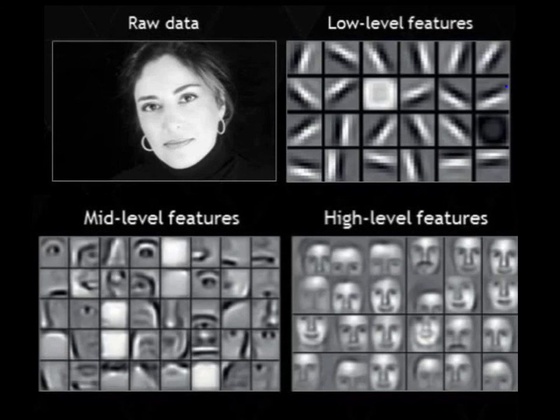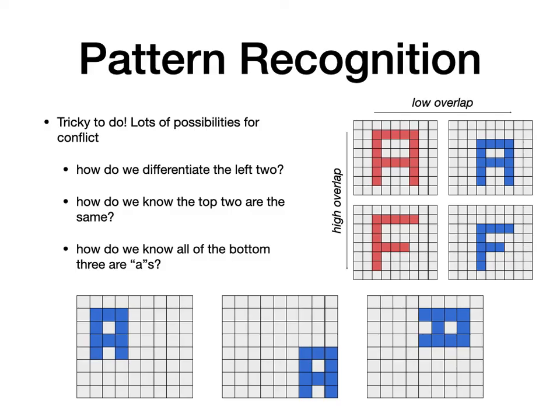Now, these faces are patterns, right? But there's something interesting about what we're capable of doing with patterns. It's kind of tricky to do this if you're an AI researcher in the early days. How do you get something that is invariant, right? So there's lots of possibilities for conflict. How do we differentiate the A and the F? Look at that. They are almost the same, except a chunk is missing to create the F.